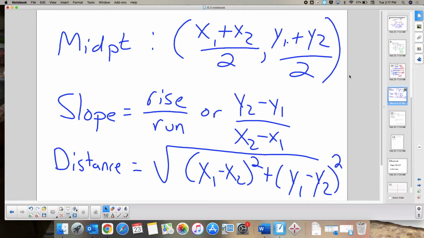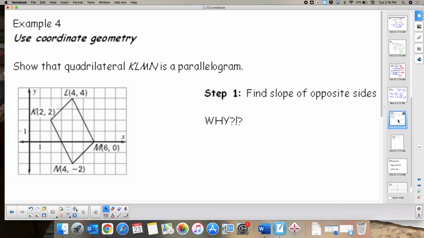All right, let's take a look then. In example 4, it says show quadrilateral KLMN is a parallelogram. Option 1, it says find the slopes of the opposite sides. Then it says why. Why do we care about the slopes? Because they will tell us if our opposite sides are parallel or not.